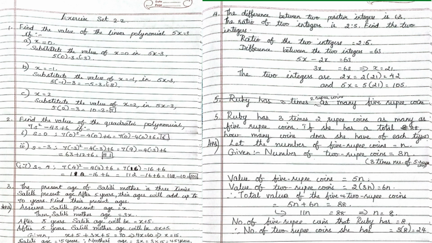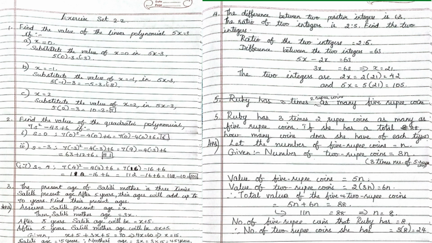Question number 3. The present age of Salil's mother is 3 times Salil's present age. After 5 years, their ages will add up to 70 years. Find their present ages. Now, we just assume Salil's present age to be equal to x. So, the present age of Salil is x.